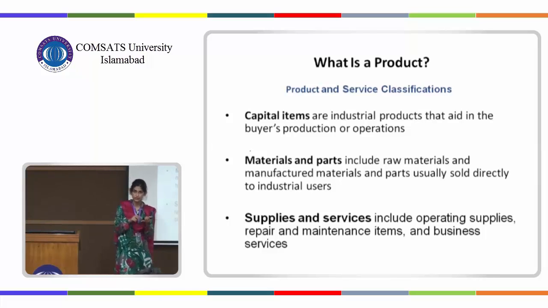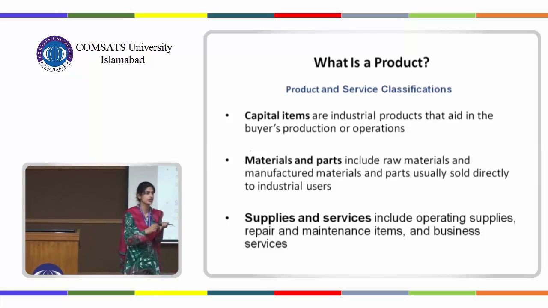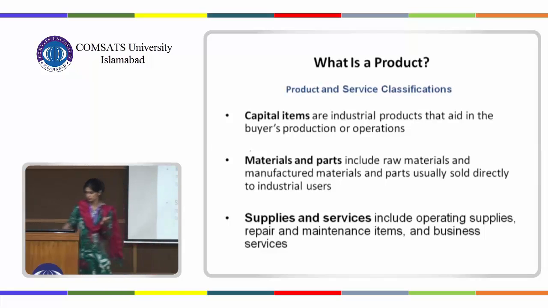Capital only includes all those things that would be directly employed in producing the product other than the raw material. Raw material is a separate category, right? Does that answer your question, Shailala? Okay.